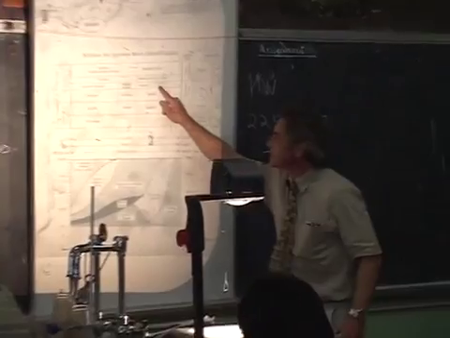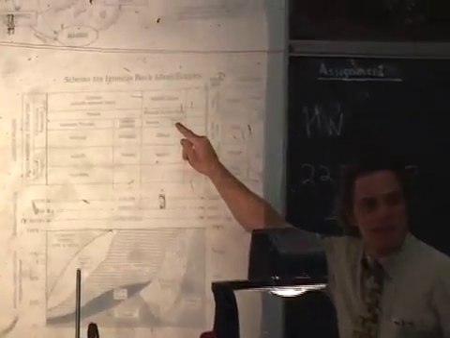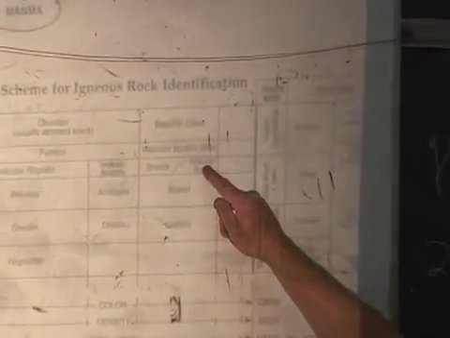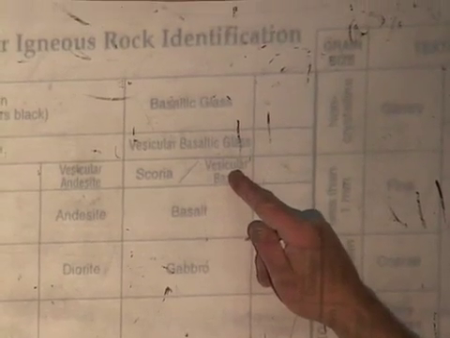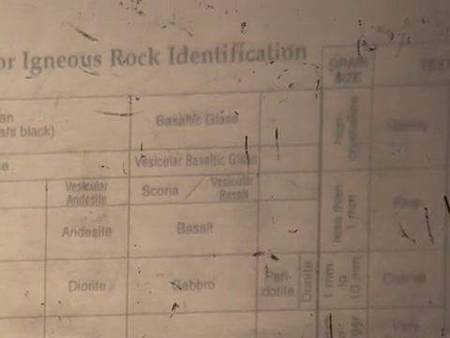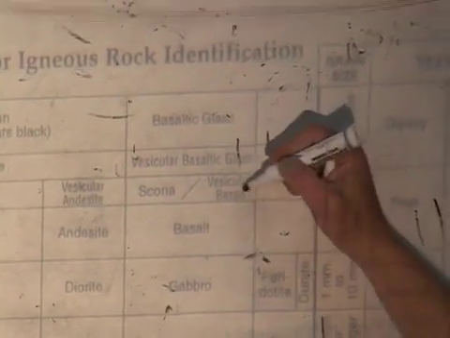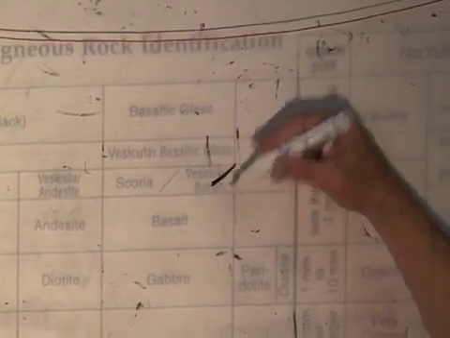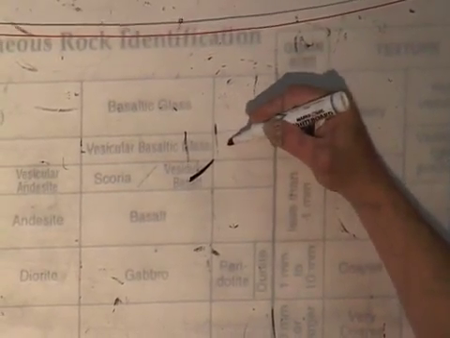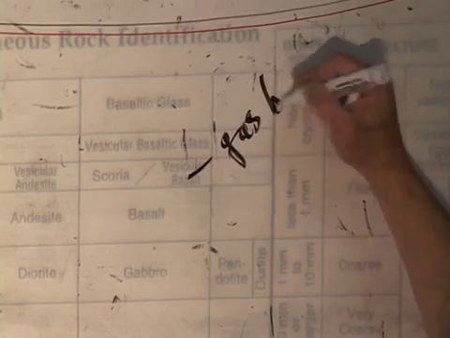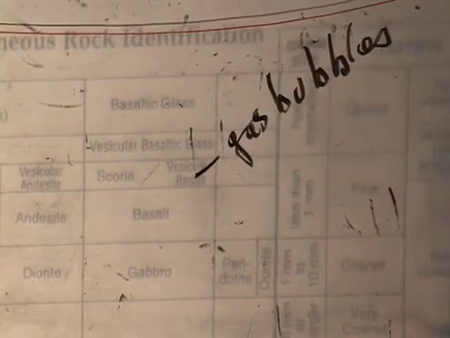Now you see where it says vesicular? Look where I'm pointing. Vesicular means gas bubbles. So what I'm holding is vesicular basalt. All right, gas bubbles. You could write it right on your chart.